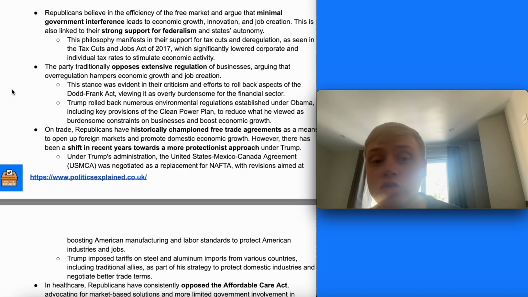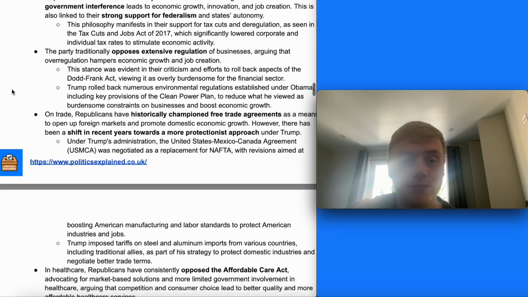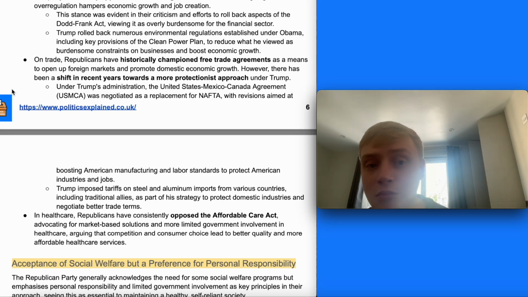And Trump rolled back numerous environmental regulations established under Obama, particularly provisions of the Clean Power Plan, to reduce what he viewed as burdensome constraints on businesses and boost economic growth. On trade, Republicans have historically championed free trade agreements as a means to open up foreign markets and promote domestic economic growth. There's been a shift in recent years towards a more protectionist approach under Trump.